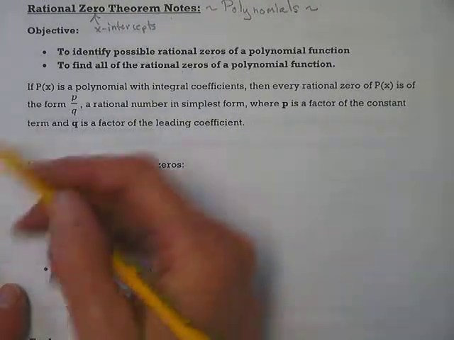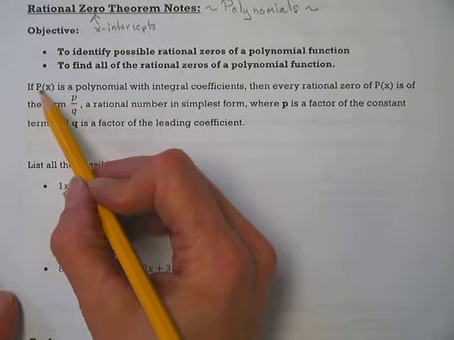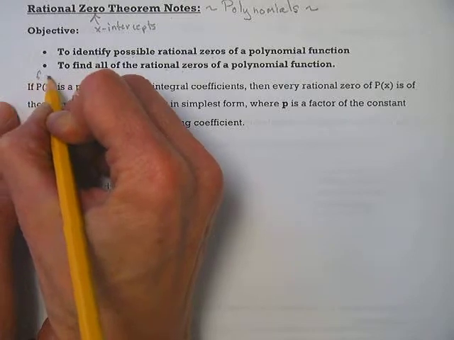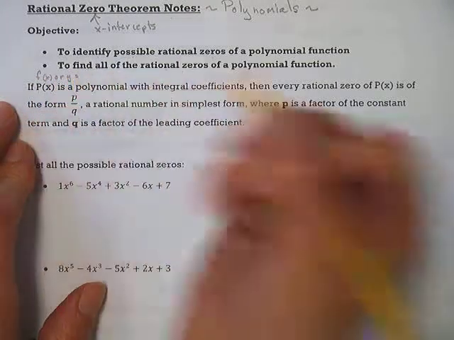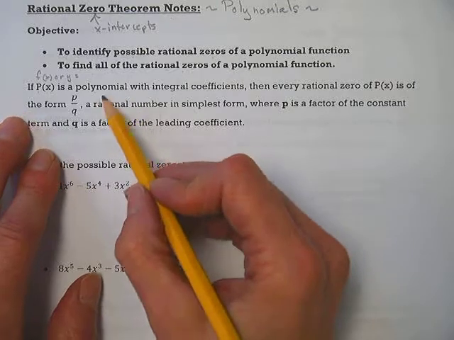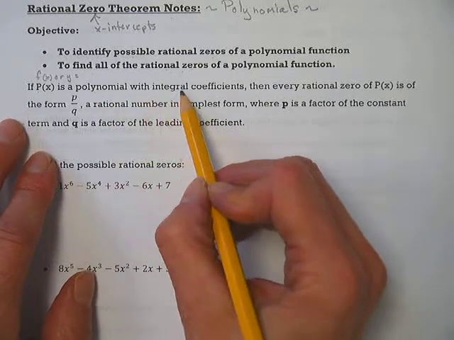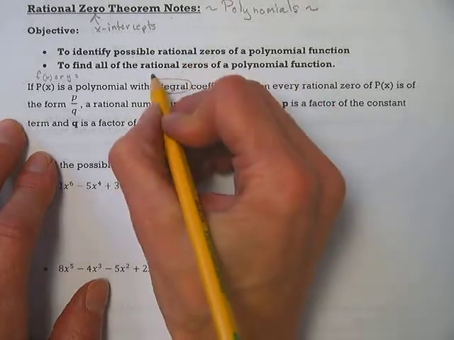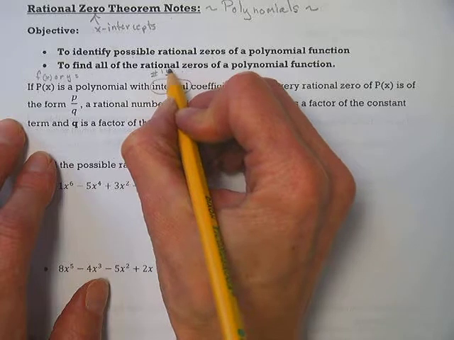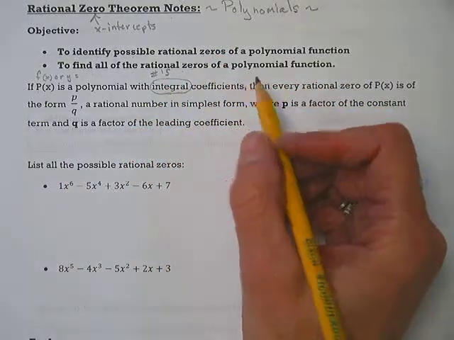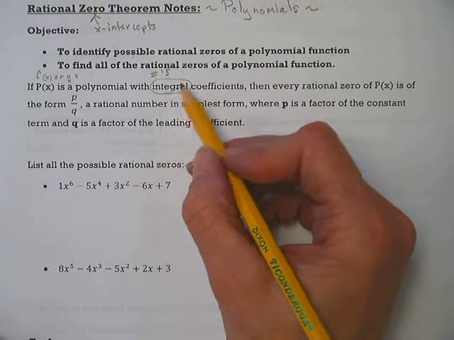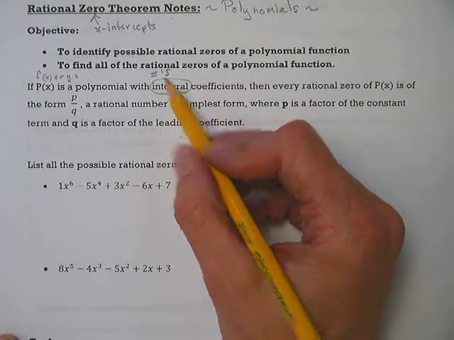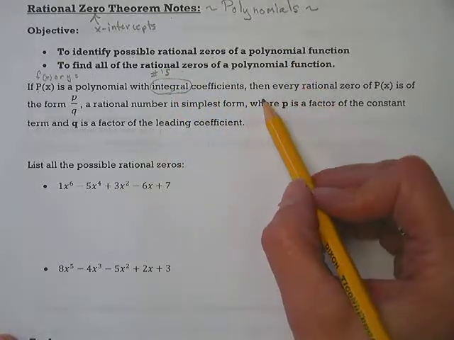First we have to identify them, then we have to find them. All right, let me explain this statement to you. This is like the formal definition. If p of x is a polynomial, p of x is the same as saying f of x or y equals, so just think of it that way. But it's a polynomial with integral coefficients. What does that mean? Basically, these are just numbers, negative, positives, rarely fractions, mostly just integers. Numbers, that's an apostrophe s.